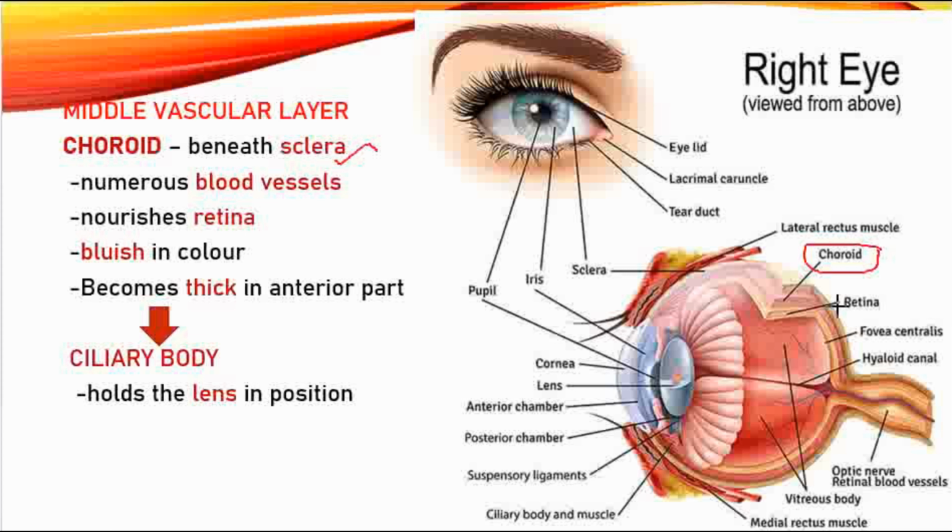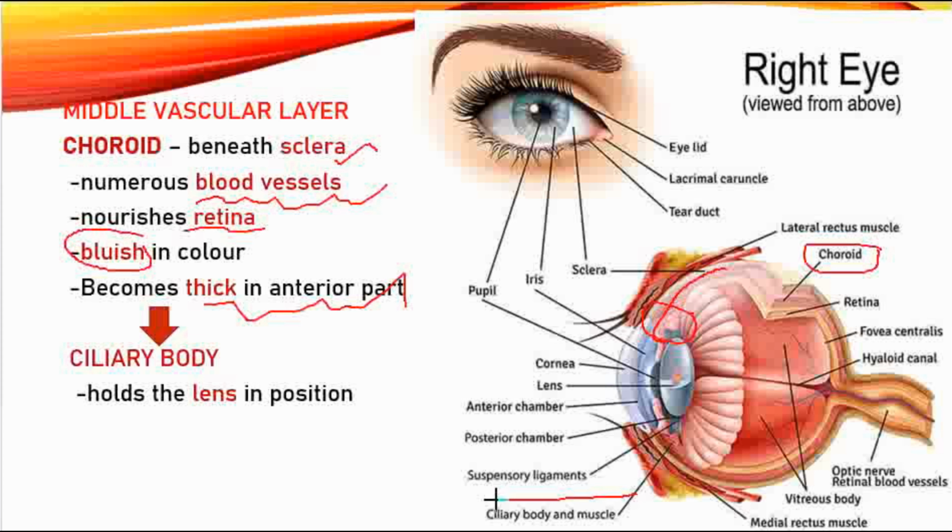So it has numerous blood vessels. We need blood vessels for the nourishment of the retina. So for that we have this layer and it is bluish in color. It becomes thick in the anterior part. If you see the choroid in the picture, here it becomes thick. It is not like that everywhere, but when it comes to the anterior part it is thick and it forms the ciliary body or the muscle.